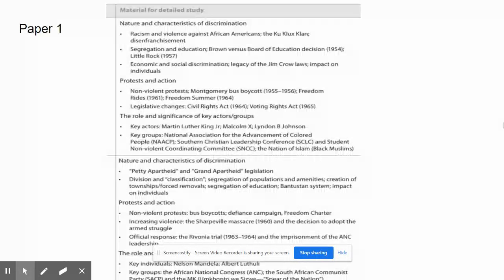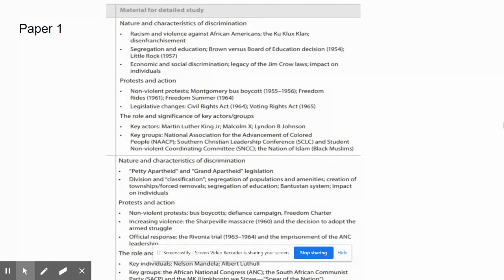So for rights and protest, we study the civil rights movement in the USA as our first topic, and our second topic we study is apartheid. And these questions rotate every year, so the IB will decide which one they're going to ask, and you will not know until the day of the exam.